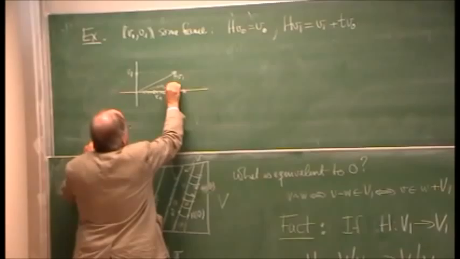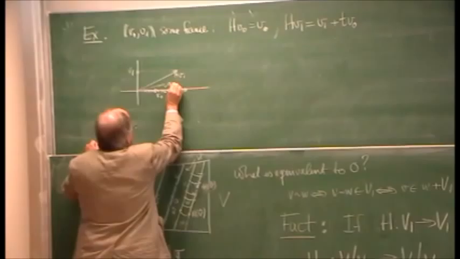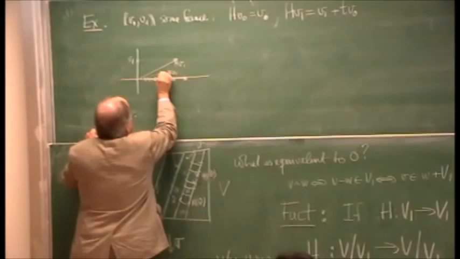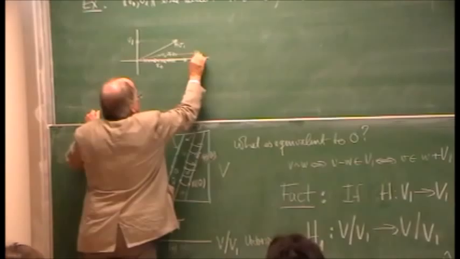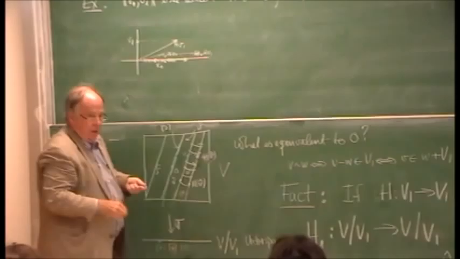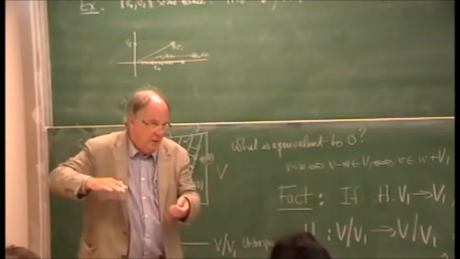Where does it go? It goes out here, right? Here's V0, it goes out here. H V0 plus epsilon V1. You see what happens here? We call these mappings shears. Do you see why it's a shear? As you move away from the fixed point, this thing's shearing out like this.